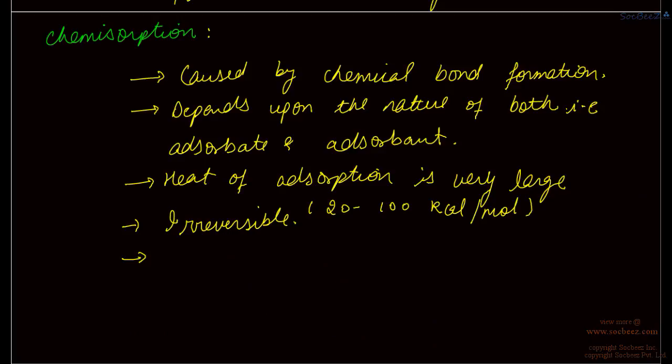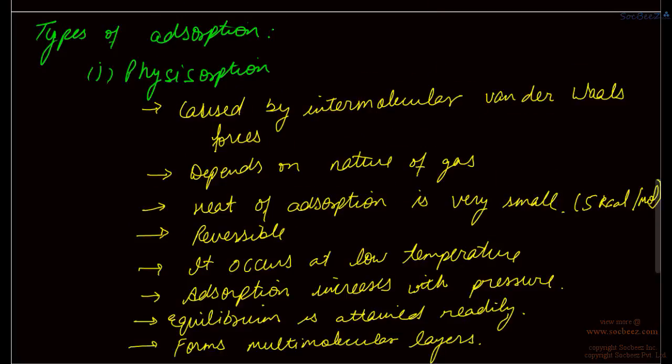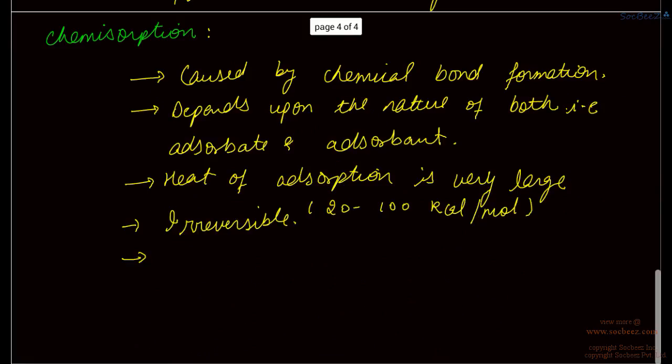Chemisorption is irreversible and it forms a unimolecular layer. It increases with increase of temperature. Since physical adsorption occurs at low temperature, but chemisorption increases with temperature.